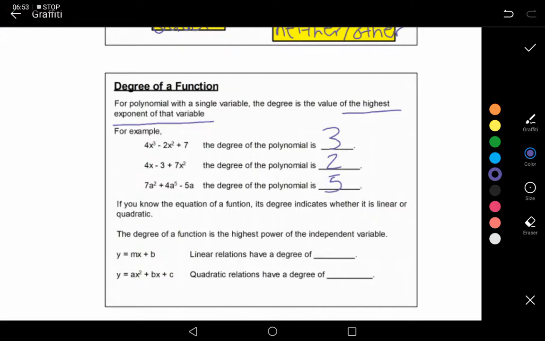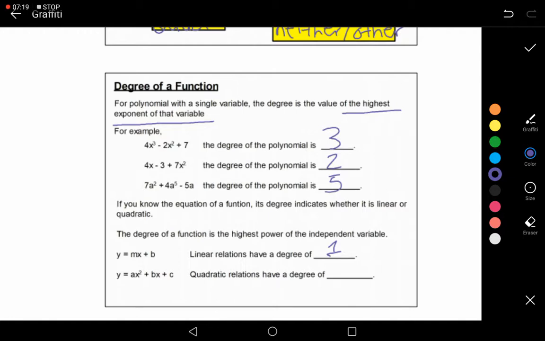So if you know the equation of the function, its degree indicates whether it is linear or quadratic. The degree of a function is the highest power of the independent variable, which we just discussed. So y equals mx plus b. That's a linear relation, right? That's what our linear relations will look like. They will have a degree of 1, always.